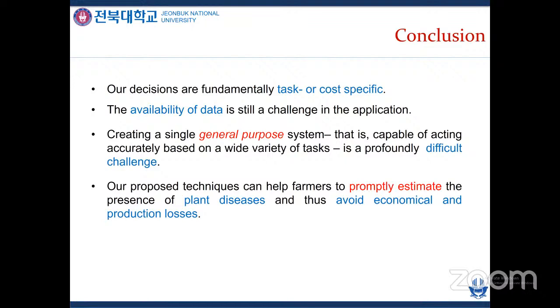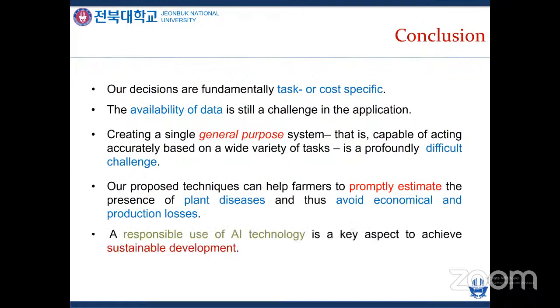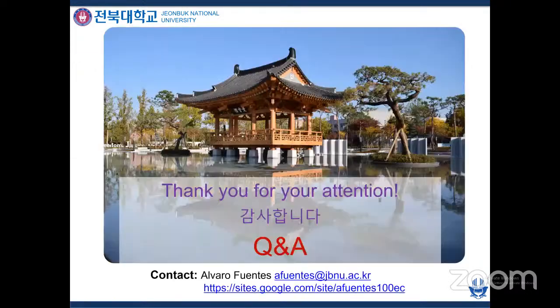And our techniques certainly help farmers estimate plant diseases and avoid economic losses. We have proved that here, and with people that utilize our technology. And last but not least, I would say that a responsible use of AI technology is a key aspect to achieve sustainable development, not only in agriculture, but also in any field where this technology plays a key role. That's all for my presentation.